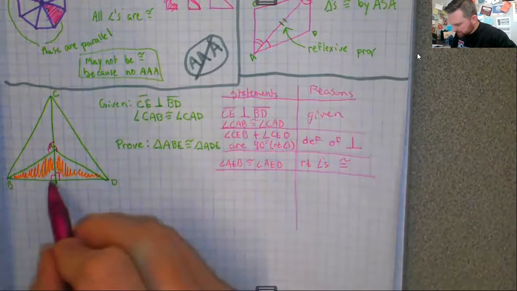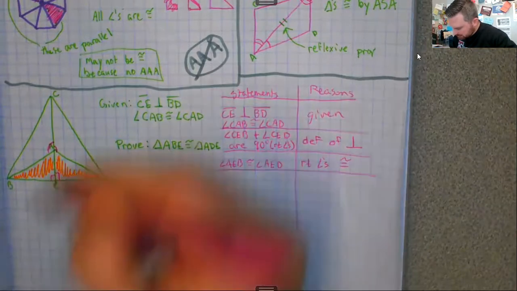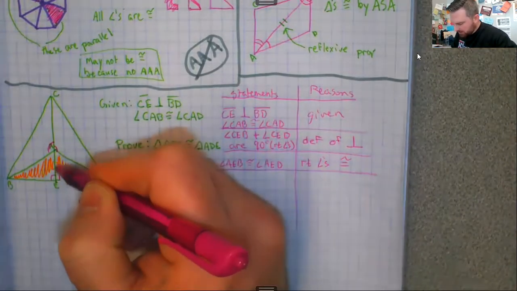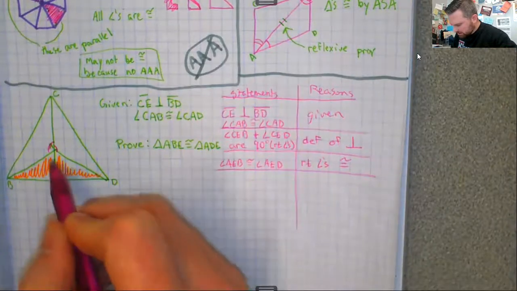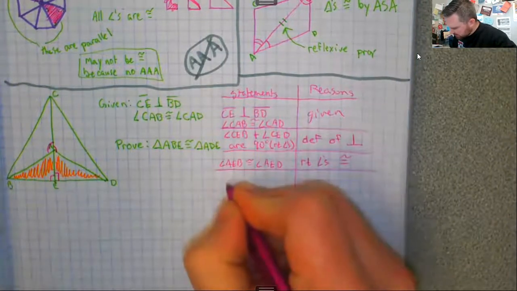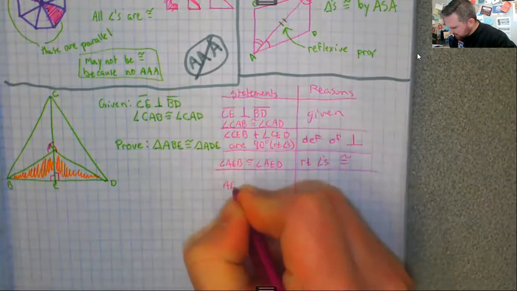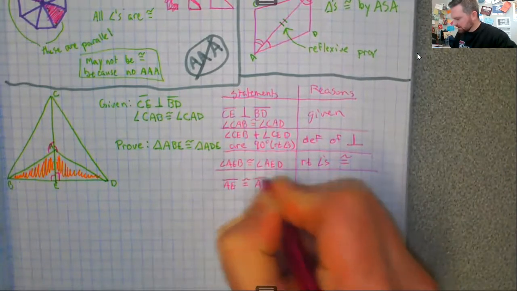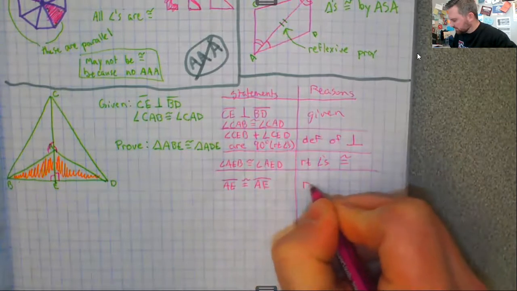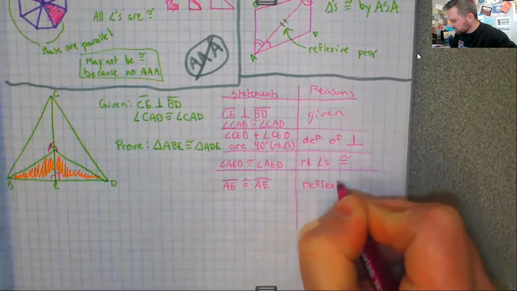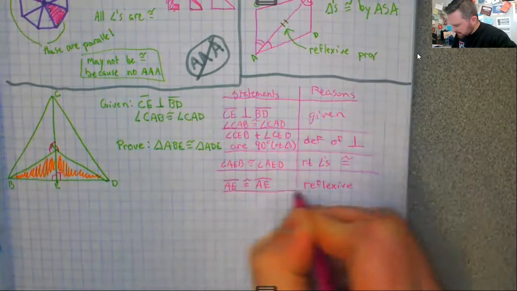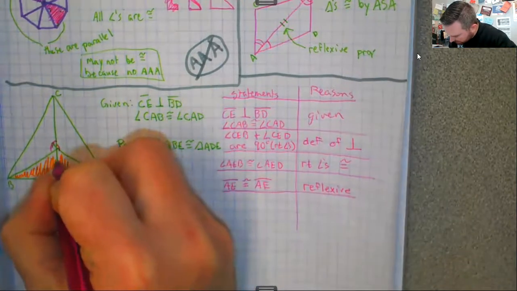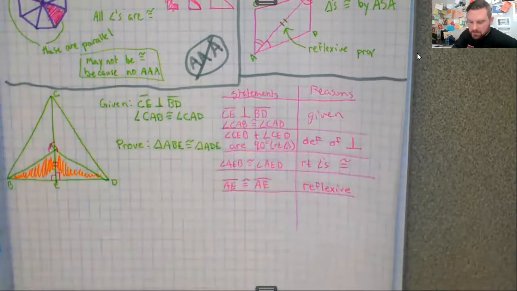Now if you see right here, both of these orange triangles share this side. So I can say AE is congruent to AE. They both share that same side, that is reflexive. So I'll add that it's congruent. I like to put 2 lines on it if it's congruent.